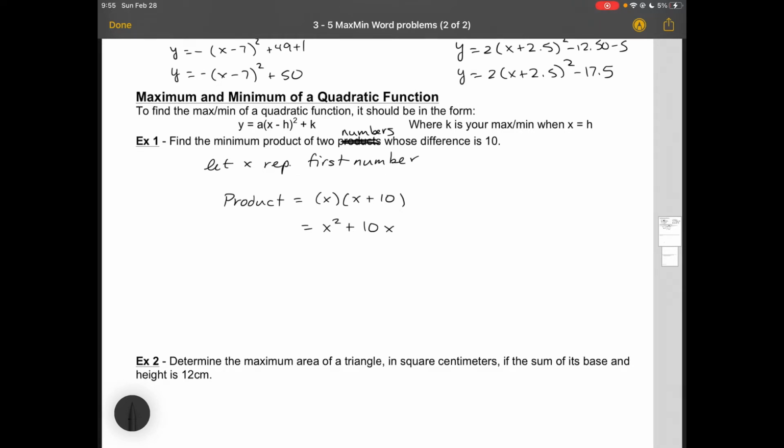And now we're going to complete the square to find the vertex, because the minimum of this parabola is going to give us our answer to the minimum product. So let's go ahead and complete the square. No number to factor out in front of the x squared, so we can go ahead and divide 10 by 2 and square it, and then add and subtract that value. Now we can factor those terms as a perfect square.